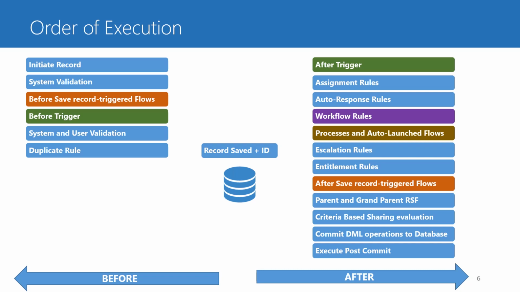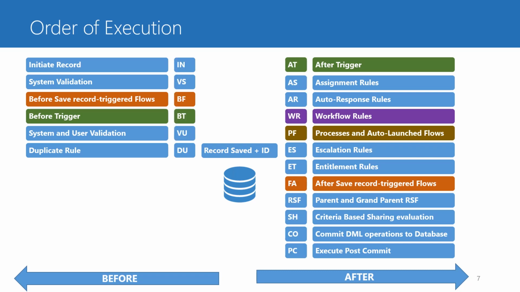This is where we have automation operations like before save flows and before triggers. And anything that happens after saving the record and getting the ID is considered after save. This is where we have automation operations like after trigger, workflow rules, processes, and flows called by processes, which are auto launch flows, and after save record triggered flows.